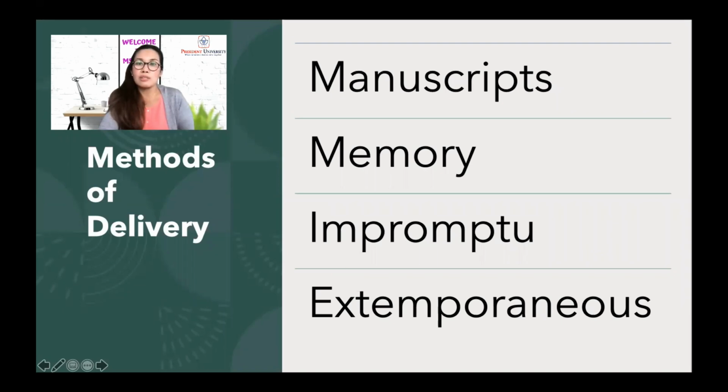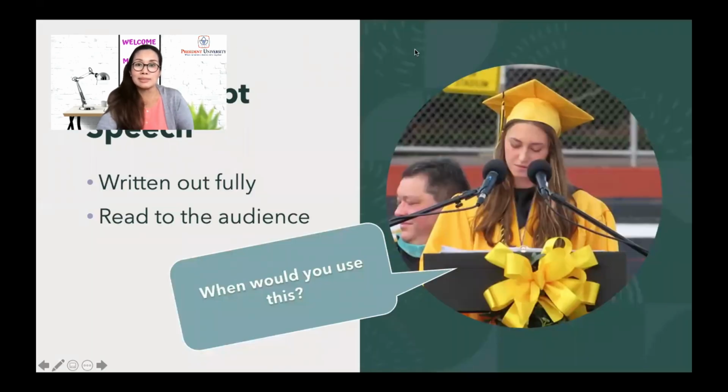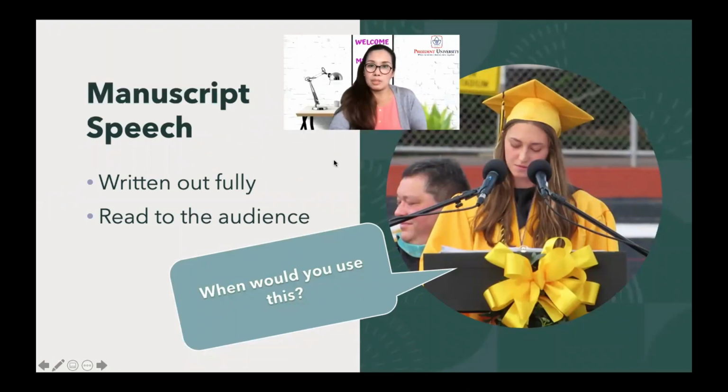So, according to the method of delivery, we know that speeches are divided into manuscript speech, speech from memory, impromptu speech, and extemporaneous speech. I swear, this is the first time for me to know this word. That's why I'm trying to learn how to pronounce it correctly. Extemporaneous. I hope I pronounced that correctly. Alrighty. So the first one, manuscript speech.